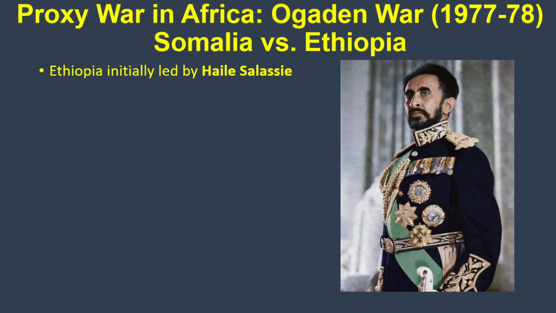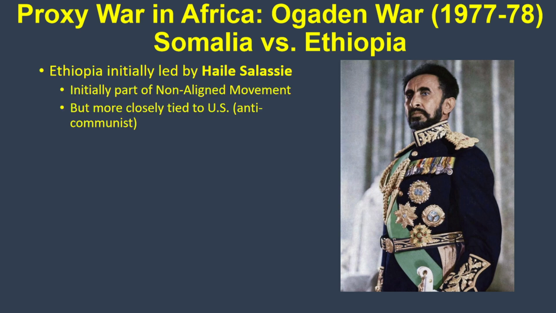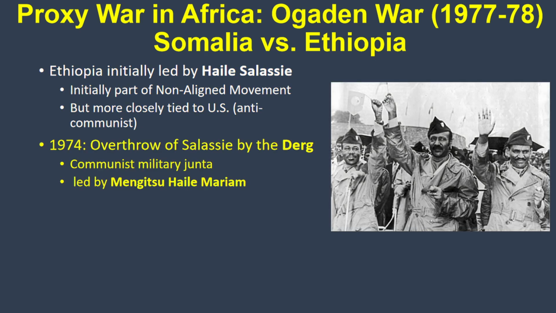Initially, Ethiopia was led by Emperor Haile Selassie, who was part of the non-aligned movement but more closely aligned with the US because of his resistance to communism. But the Derg, a communist military group led by Mengistu Haile Mariam, overthrew Selassie, and Ethiopia became communist in 1974, allying with the USSR.